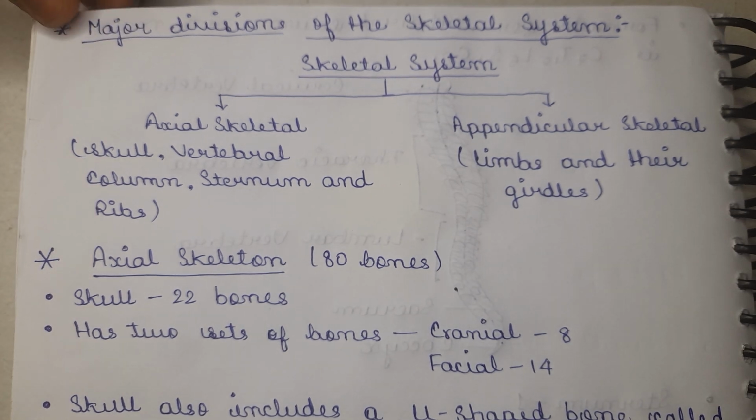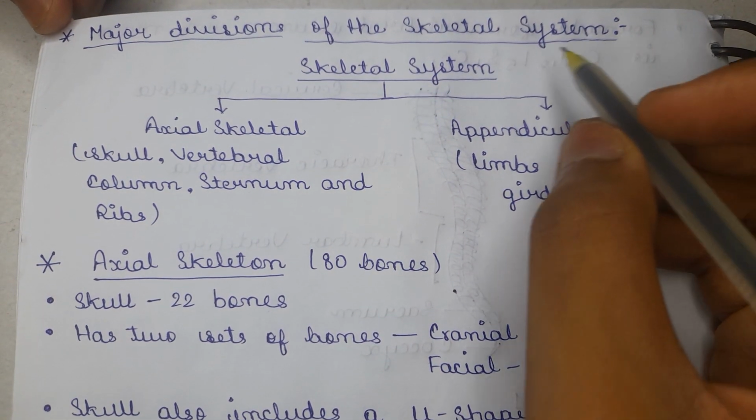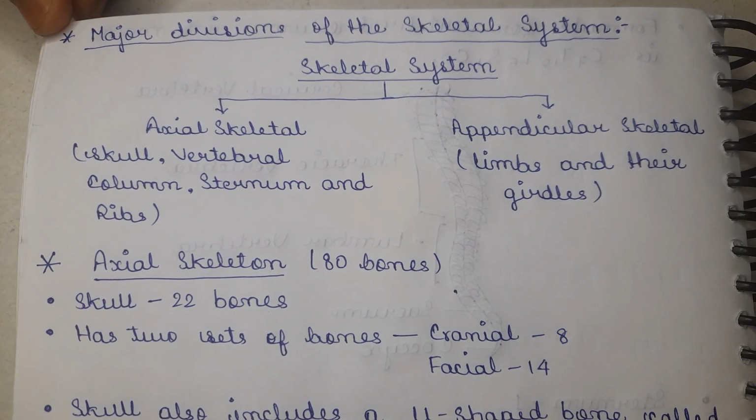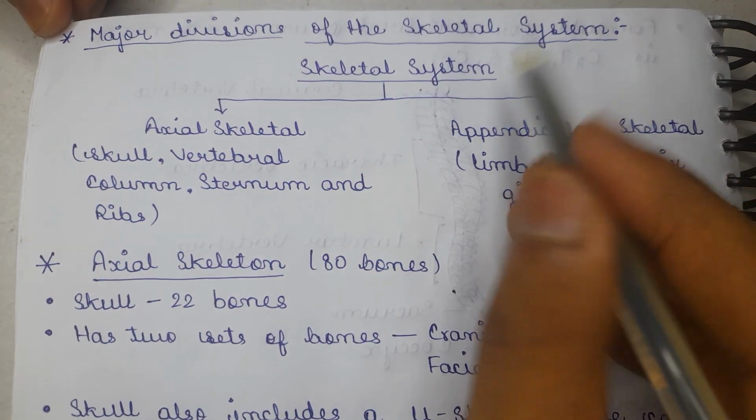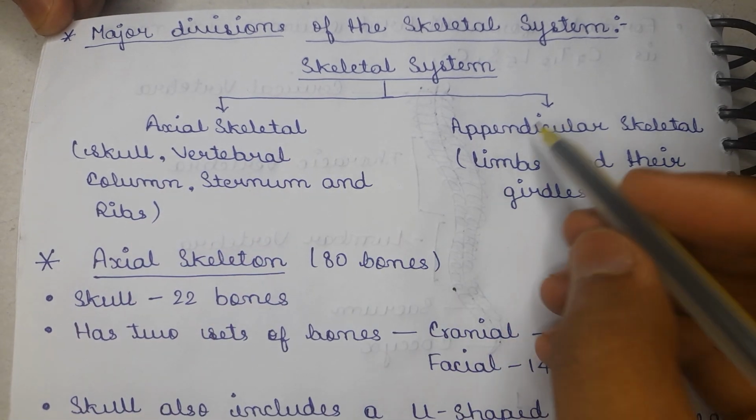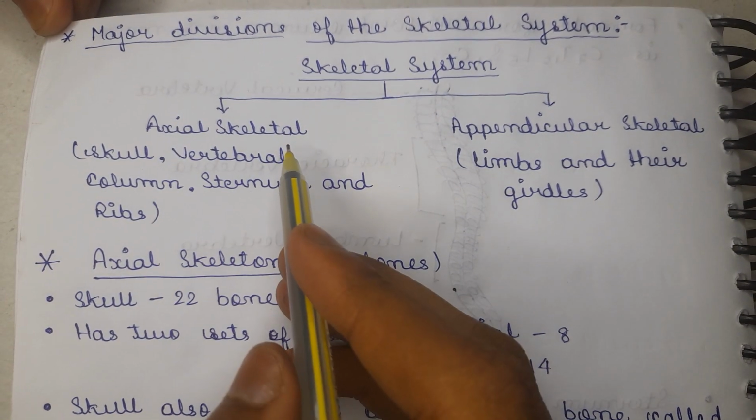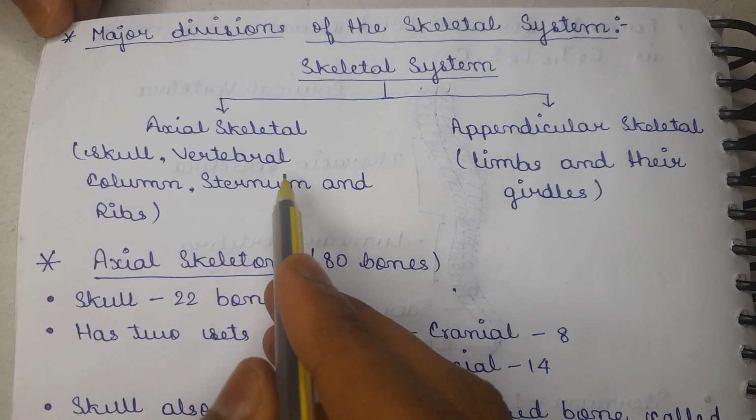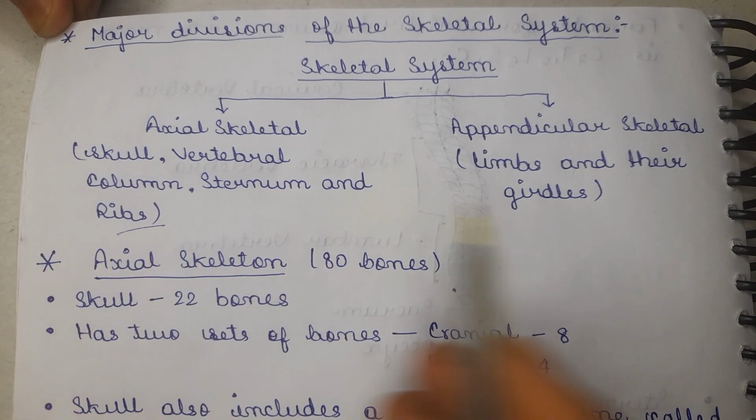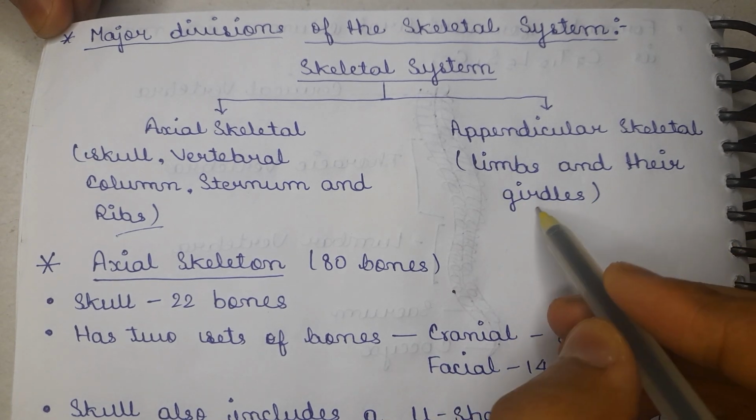Hello everyone. Our new topic is the division of the skeletal system on the basis of the number of bones. The skeletal system is divided into two parts. The first is the axial skeleton and the second is the appendicular skeleton. The axial skeleton includes the skull, vertebral column, sternum and the ribs, and the appendicular skeleton includes the limbs and their girdles.